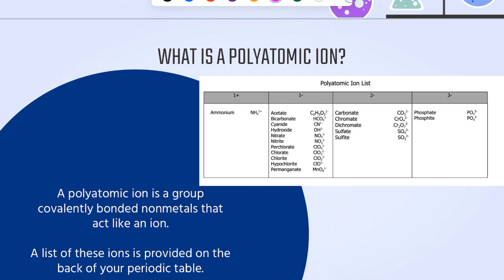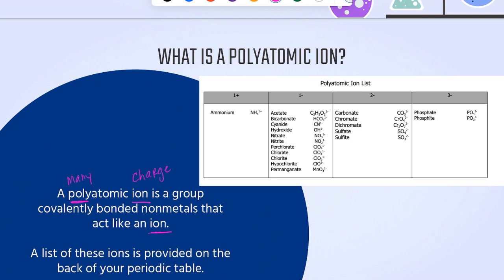Now, what is a polyatomic ion? Poly means many, and atoms, many atoms, and an ion is something with a charge. So what a polyatomic ion is, it's a group of many covalently bonded nonmetals that act together like a single ion. So all of our compounds today are going to have more than 2 elements because they contain this polyatomic ion.